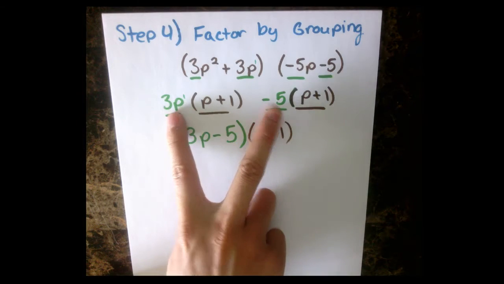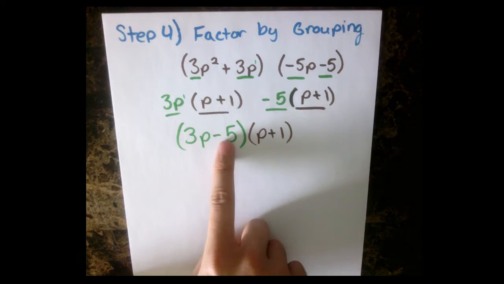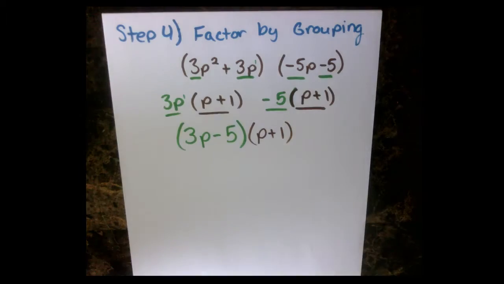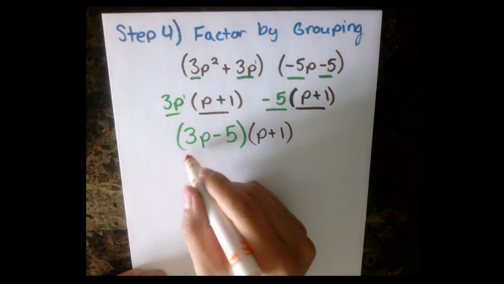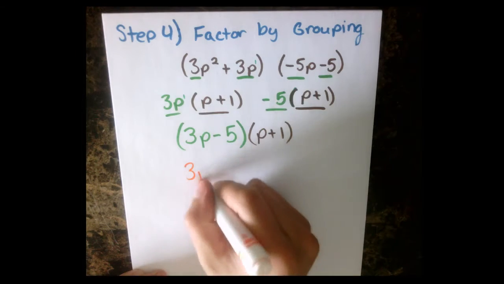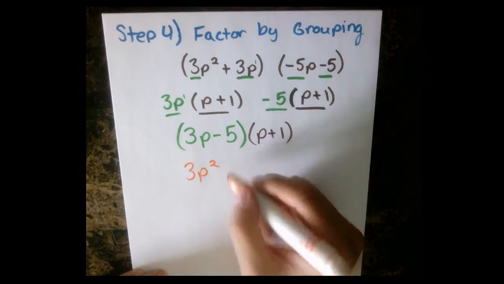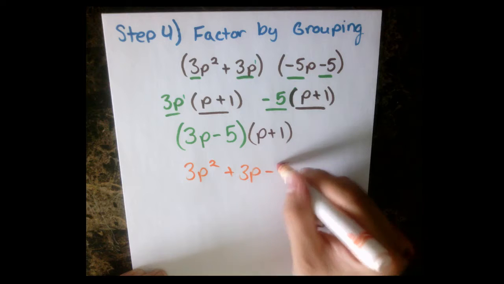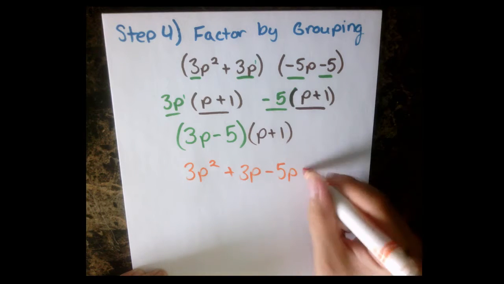In this case, a 3p and a -5. So I just grouped those up and I wrote them here. And then you are done. Just to prove that this does work out, let me go ahead and FOIL it out. So 3p times p is 3p squared. Outer 3p times 1 is 3p. -5 times p is -5p. And then -5 times 1 is -5.